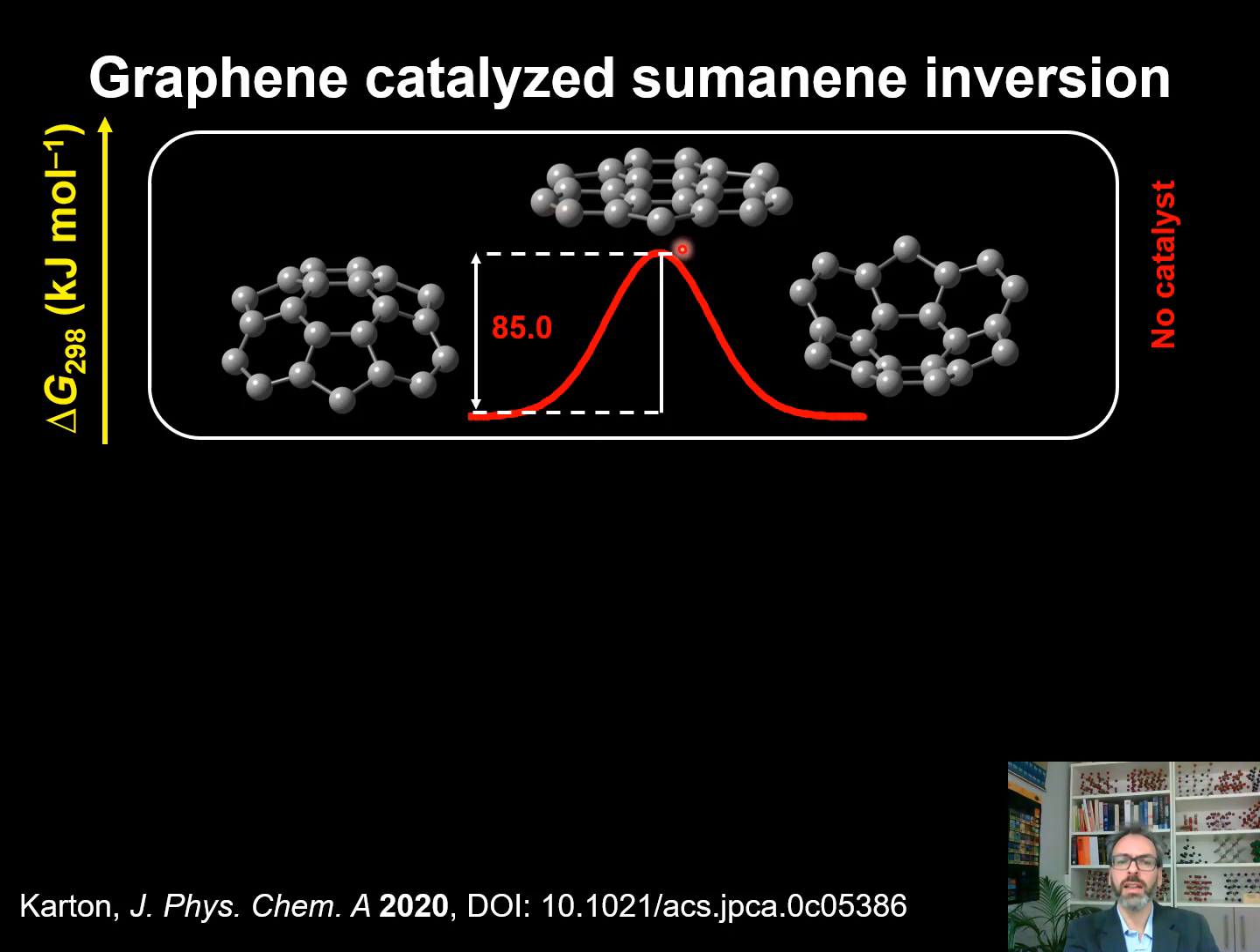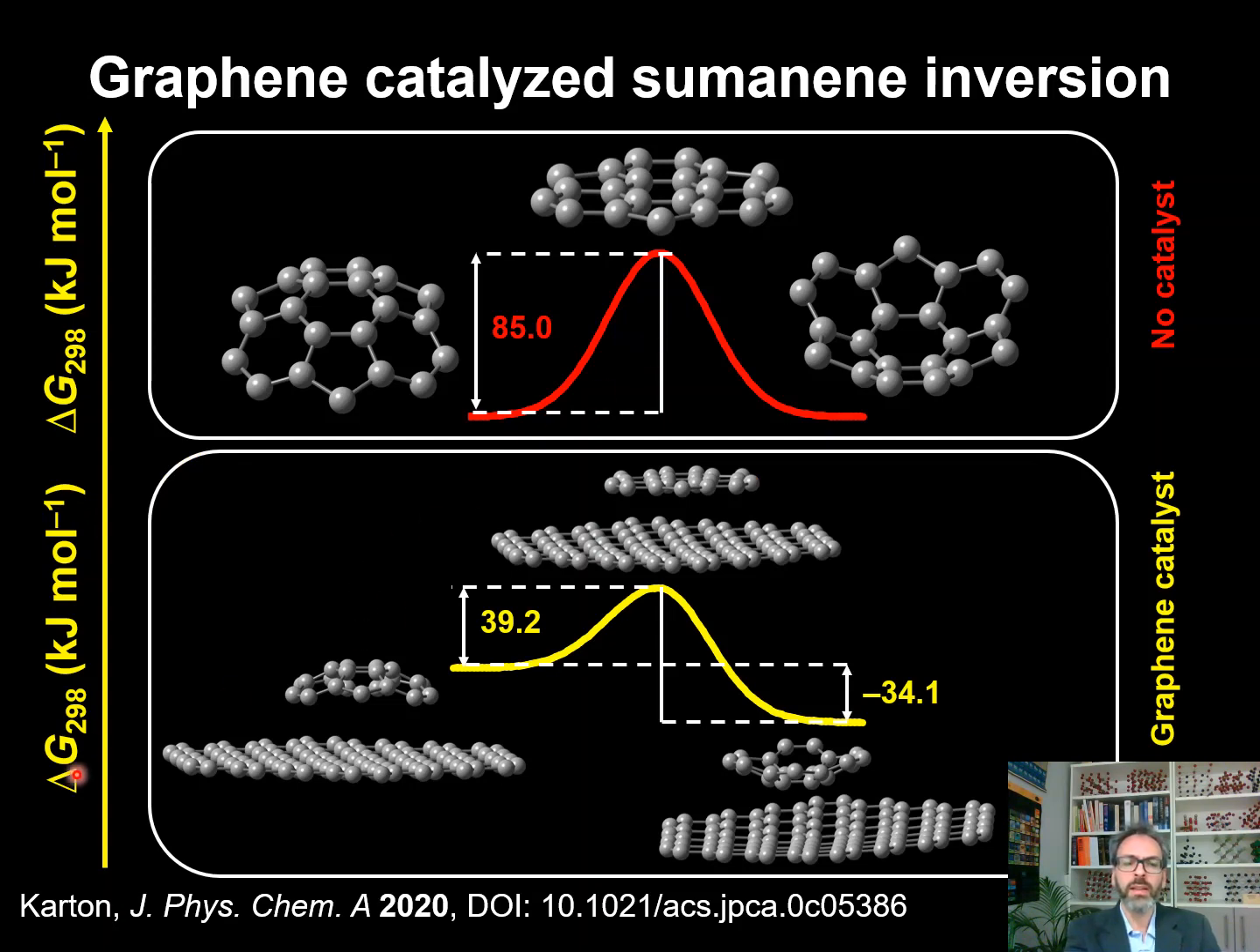For the uncatalyzed inversion, we obtain a reaction barrier height of 85 kilojoules per mole, and for the graphene catalyzed inversion, this reaction barrier height is reduced by over 50% to 39.2 kilojoules per mole. Again, we see that the product complex is more stable than the reactant complex by as much as 34 kilojoules per mole. Again, this is because the pi system outside the sumanine bowl is larger than the pi system inside the sumanine bowl.